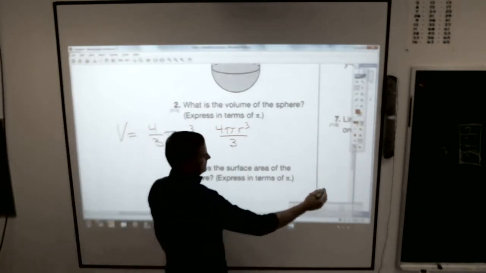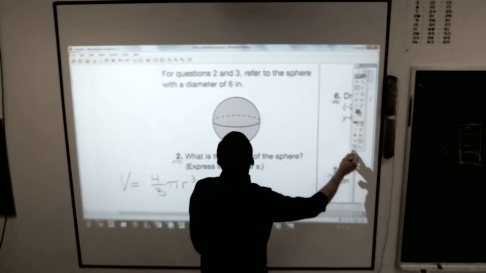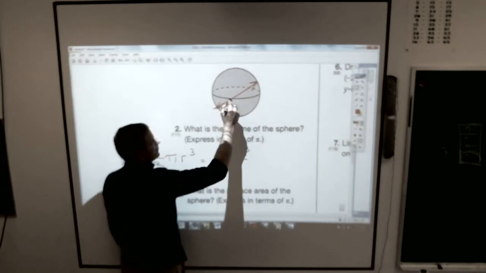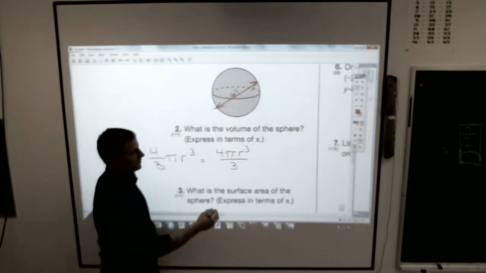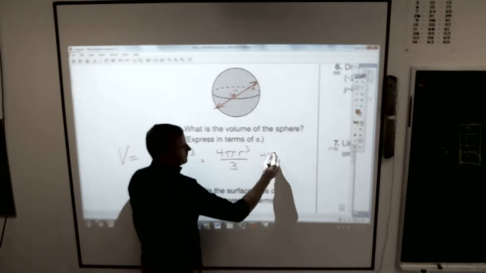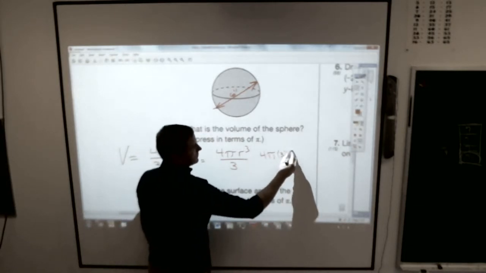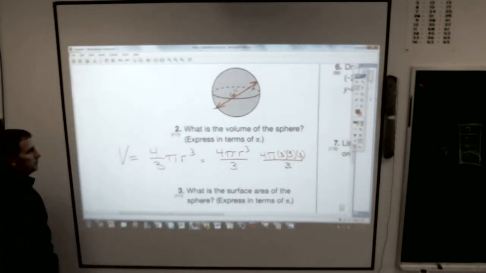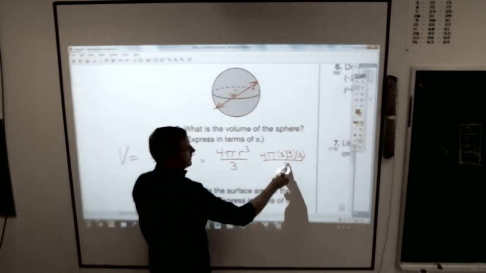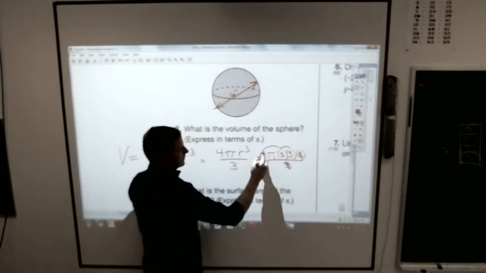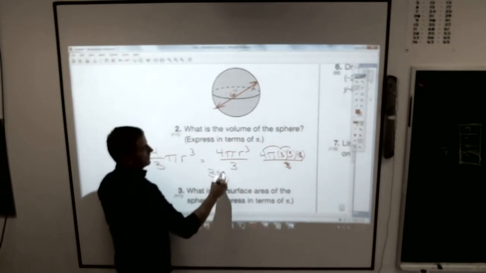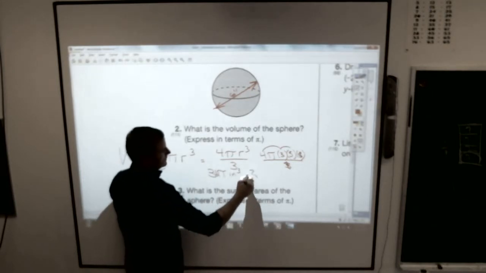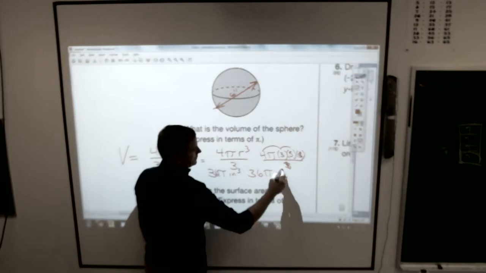And what is the radius of that thing? It says the sphere has a diameter of 6. So if it has a diameter of 6, its radius is just 3. So 4 times pi times 3 times 3 times 3 all over 3. The beauty of that is one of those 3's will cross off with this 3 on the bottom. 3 times 3 is 9 times 4 is 36 pi inches cubed.